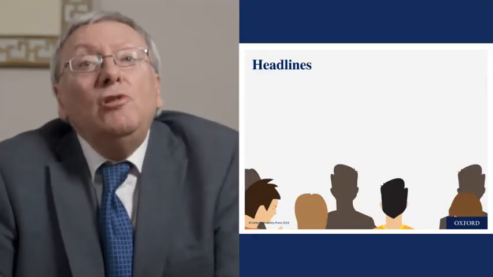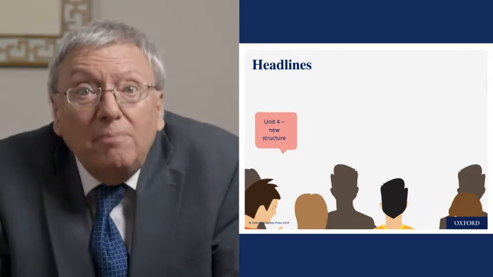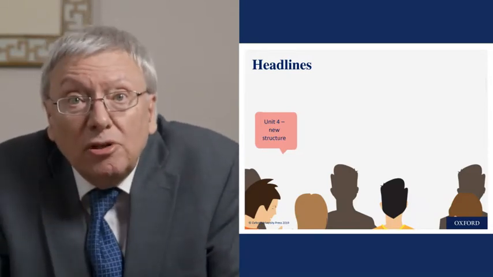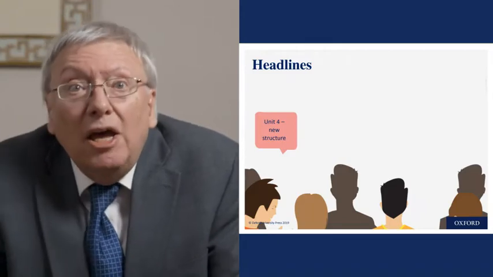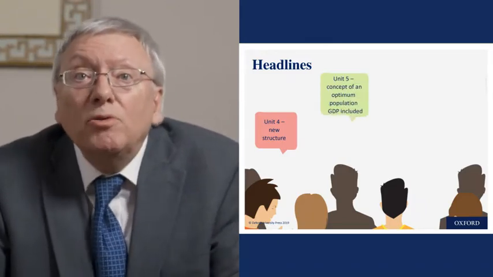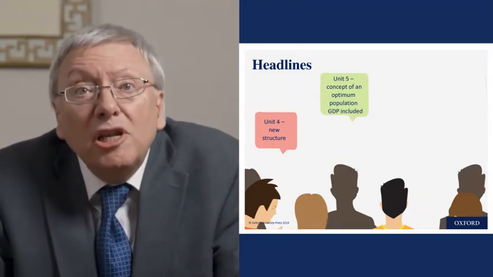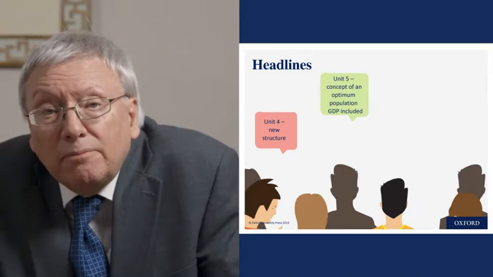So, here are some of the headlines of this video. The first headline is that in Unit 4, the new syllabus is structured in an improved way that makes it clearer for both students and teachers. Another important headline is that in Unit 5, the concepts of optimum population and real GDP are included in the syllabus for the first time.